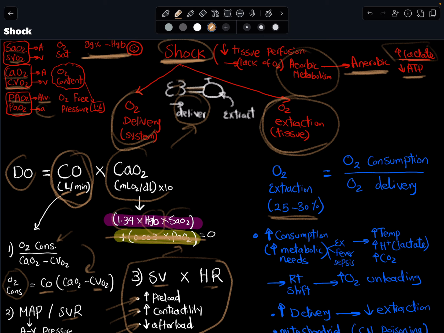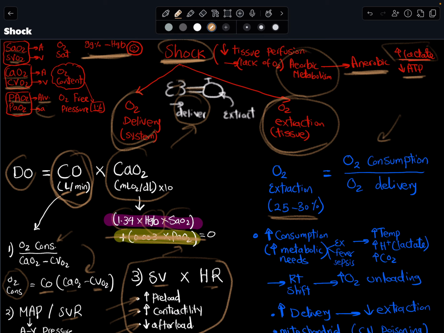And oxygen extraction, we can calculate it. We don't have a very accurate measurement for the oxygen extraction, but it usually depends on two things, the oxygen consumption and oxygen delivery, which makes sense. If you are consuming a lot of oxygen, you will need to extract more oxygen, right? For example, when the tissue consumes a lot of oxygen, when there are increased metabolic needs, like exercise, fever, sepsis, any kind of stress on the body.